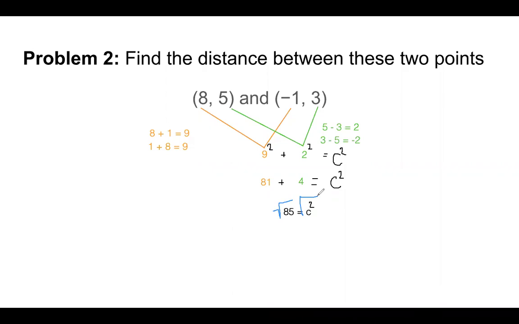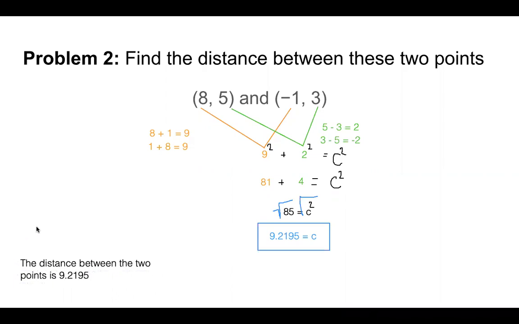Second while I calculate this. That is going to be 9.2195. I'll round it to 4 digits this time as our final answer. The distance between the 2 points is 9.2195.